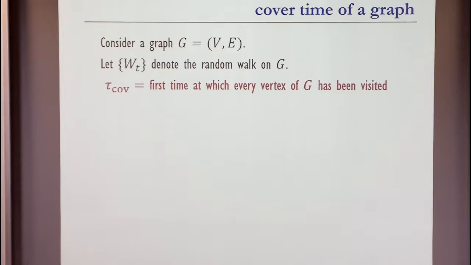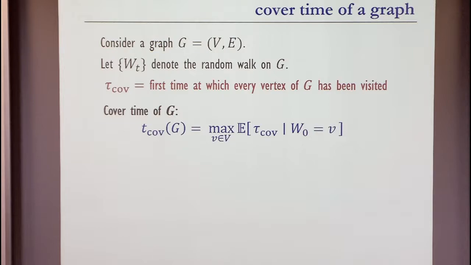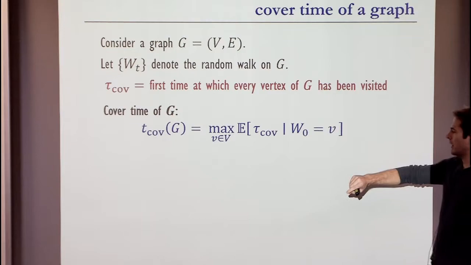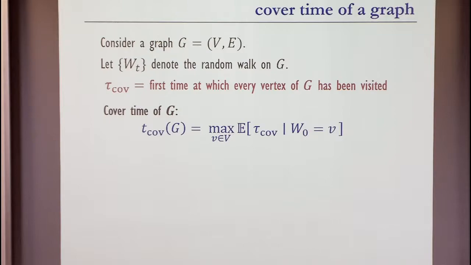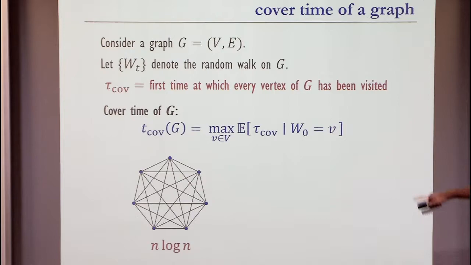Except for the fact that we didn't specify the initial vertex for the walk. So by convention, although you'll see it won't matter too much, we'll take the starting vertex to be the worst one, the one from which the expected time to cover is the largest. Okay, so this is the cover time of a graph. And already you can see that this is a bit of a subtle parameter. So for instance, for the complete graph, the random walk mixes in one step.